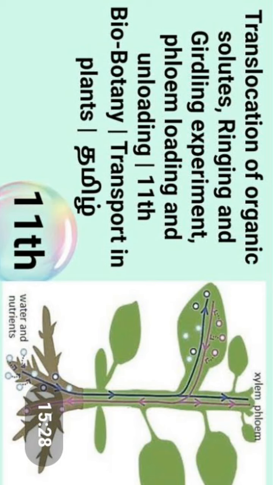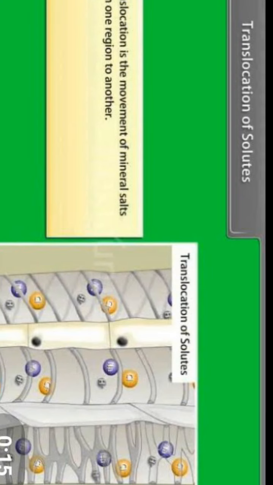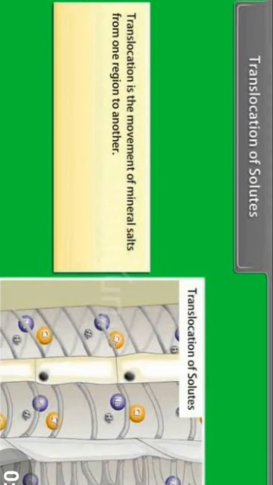You have already discussed the movement of water in xylem, how it takes place, in the previous chapter. Then here one more important point. These solutes move to longer distances. You can see on the screen, students, how they move to the longer distance. Translocation is the movement of mineral salts from one region to another region.